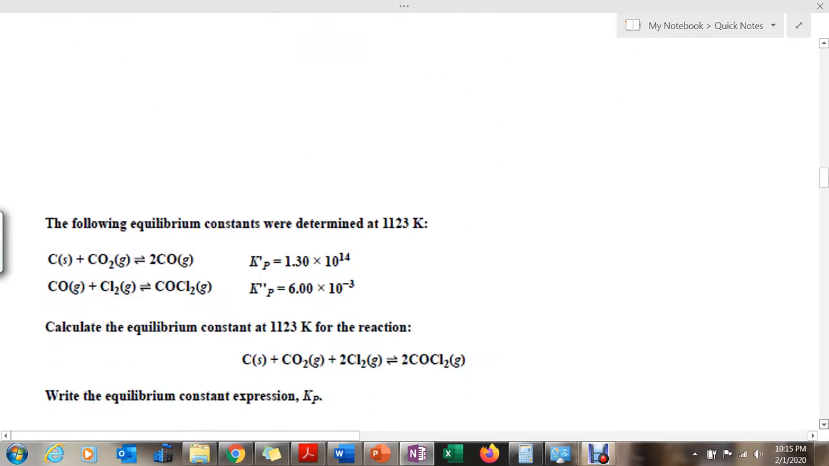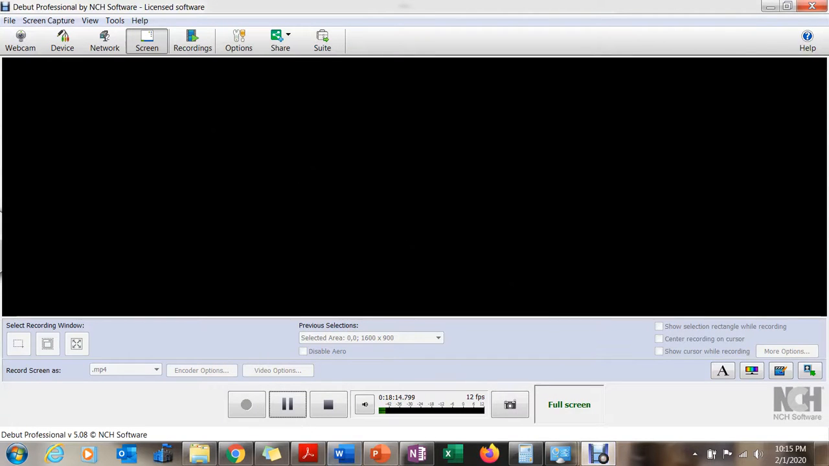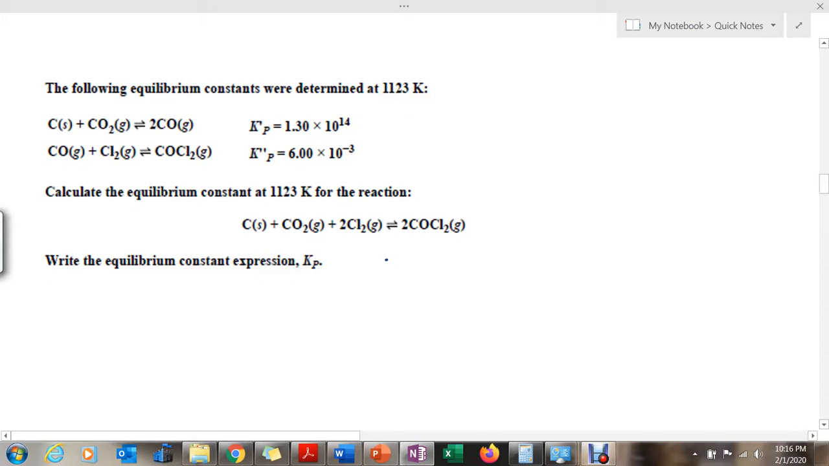Let's go with the next one. Okay, this is very similar to the other one. It's just practicing what we do with the K. So calculate the equilibrium constant at 1123 Kelvin for the reaction. The temperature has nothing to do with anything. Write the equilibrium constant expression. So you need to write the Kp expression and calculate it.